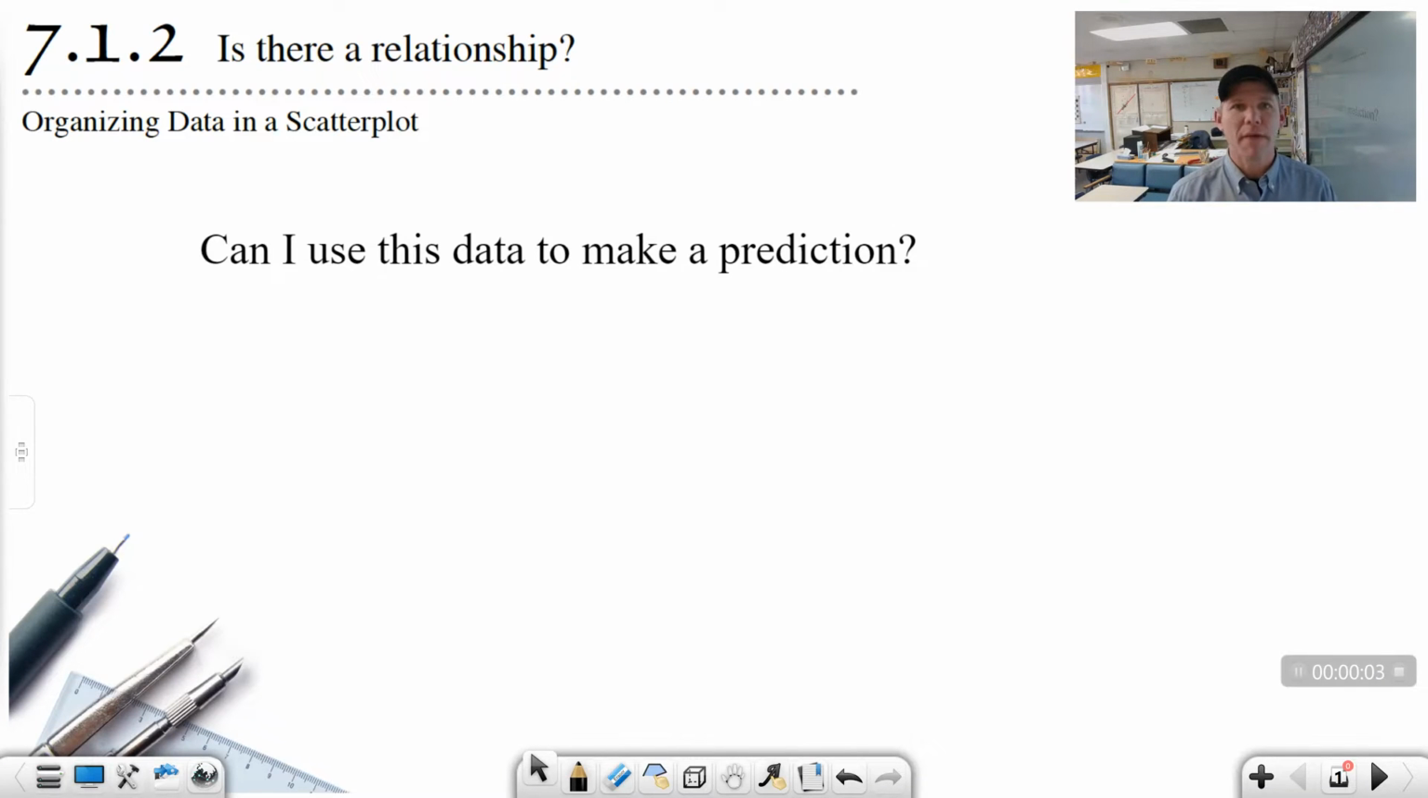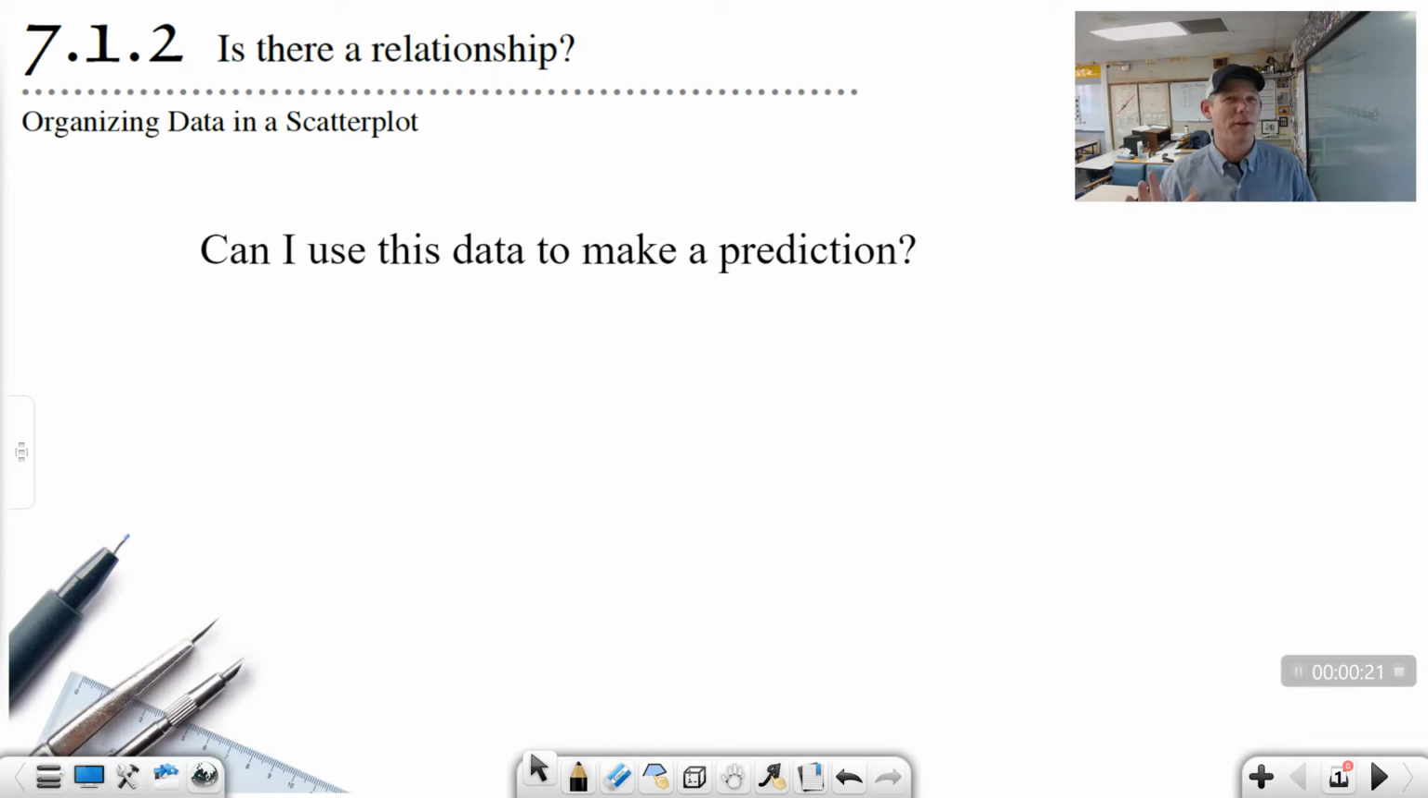Welcome to Chapter 7, everyone. Today we're going to start off with Lesson 7.1.2. Now, last chapter we were all about geometry, transformations. That was slide, flip, turn, and dilations. That's what all of Chapter 6 was.